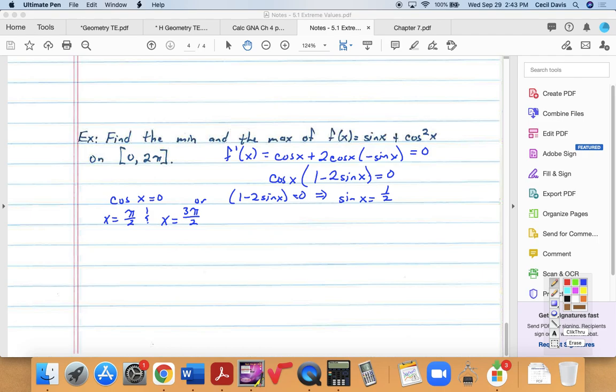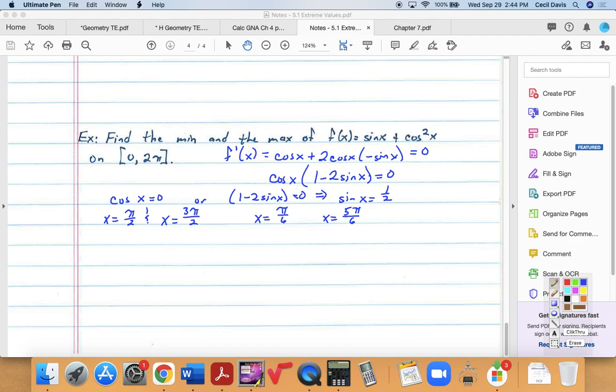And then where is sine equal to 1/2? Pi over 6. And also 5 pi over 6. That's not in my interval, negative 7 pi over 6, but it'd be 5 pi over 6. Mr. Hedgerow would be so disappointed.